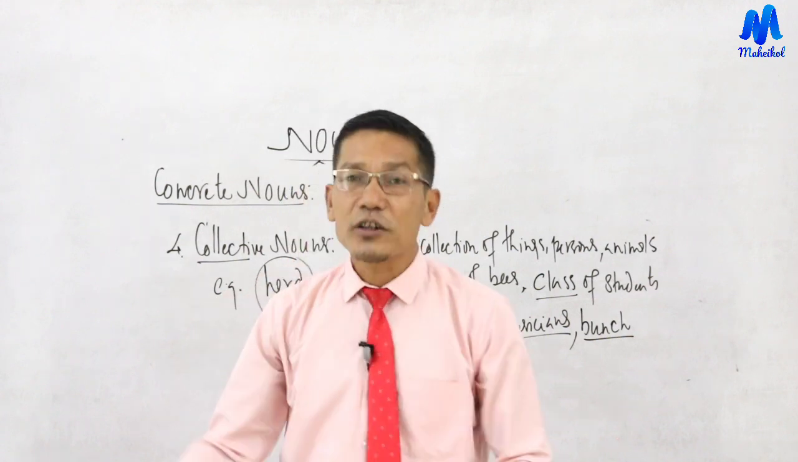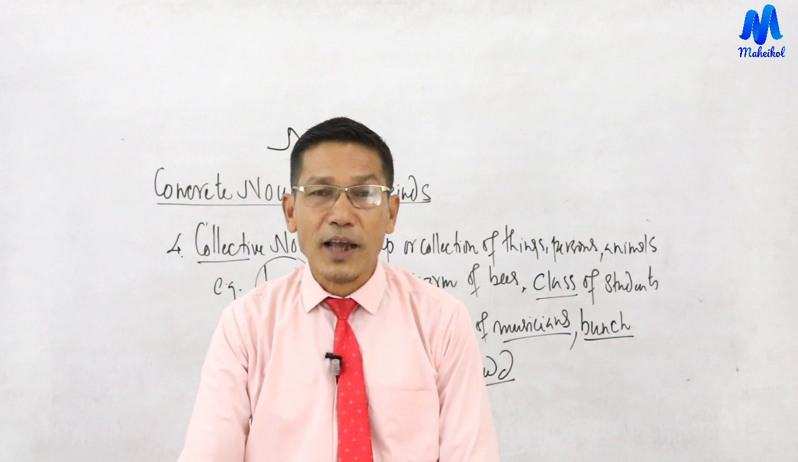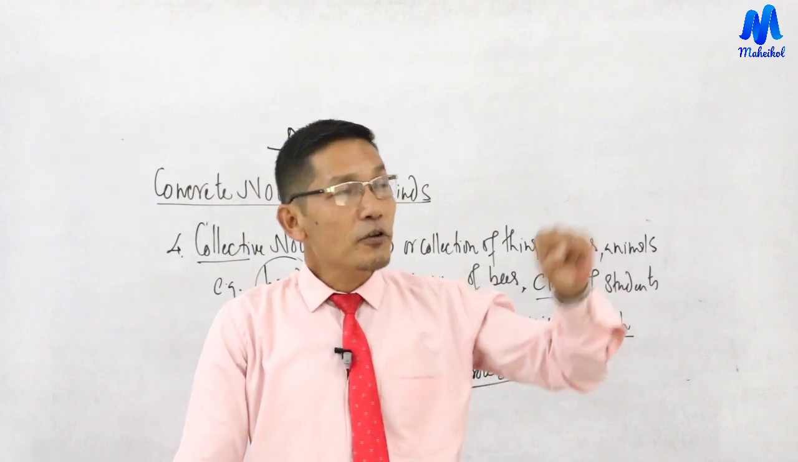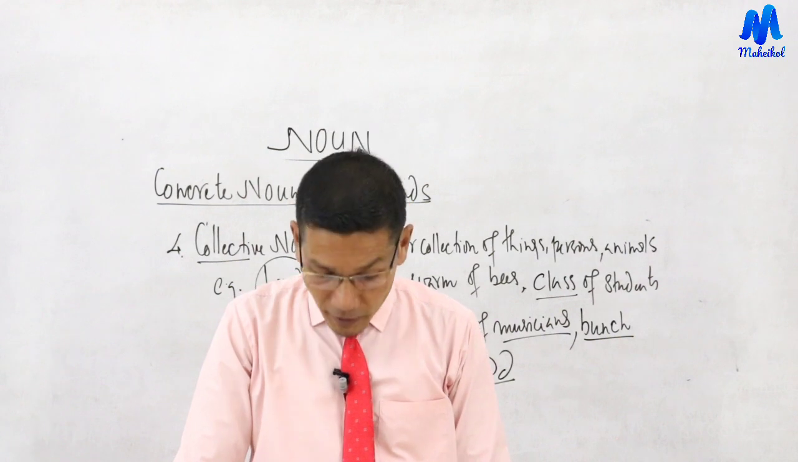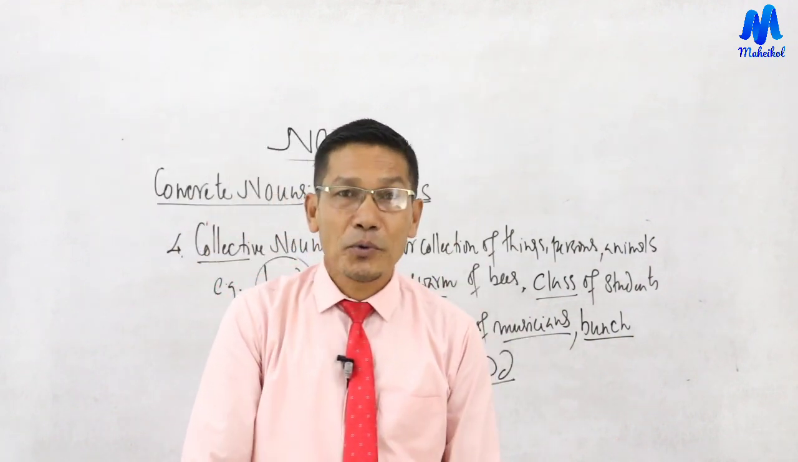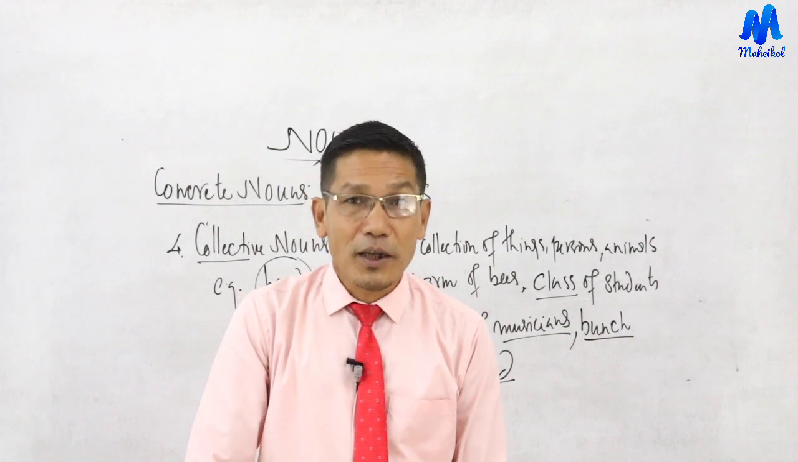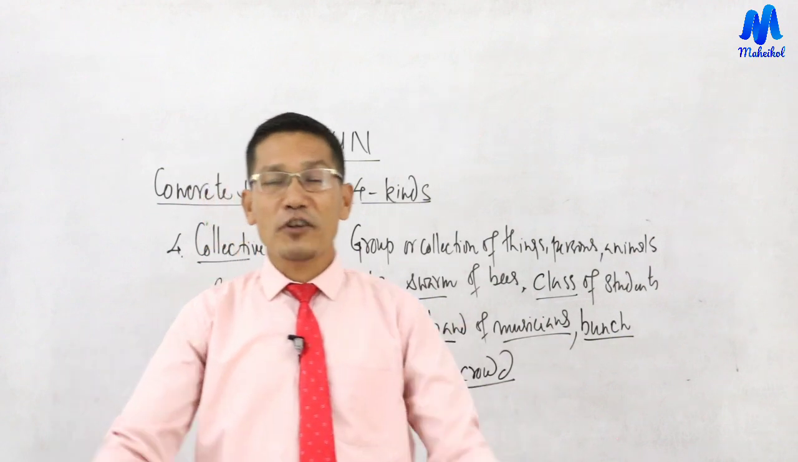A group of soldiers is an army. A group of bees is a swarm. A bunch of fruits, a bunch of flowers, a pile of books, a shoal of fish.